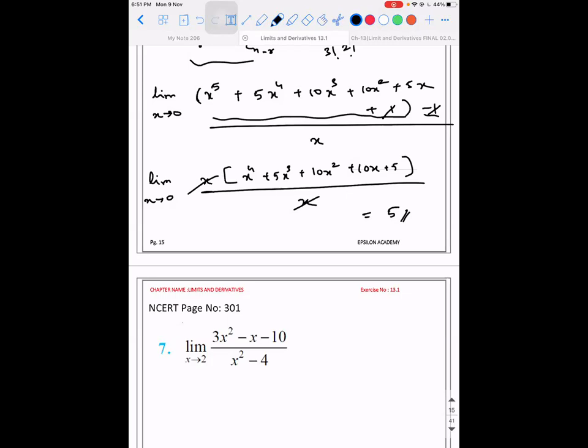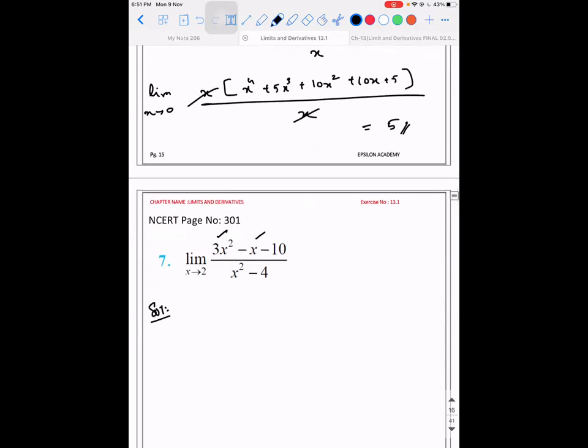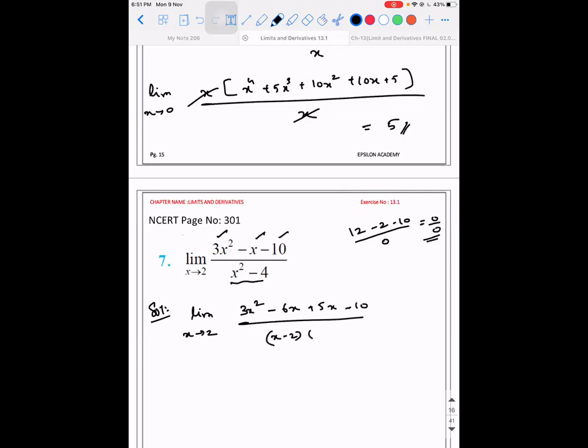Solution. Limit x tends to 2, 3x square minus x minus 10 divided by x square minus 4. So when you substitute 2, what are you going to get? 0 by 0. Yes, you are getting 0 by 0 form. So limit x tends to 2, you have to factorize the numerator and denominator separately. So when I factorize it, I can write as 3x square minus 6x plus 5x minus 10, the whole divided by x minus 2 into x plus 2.